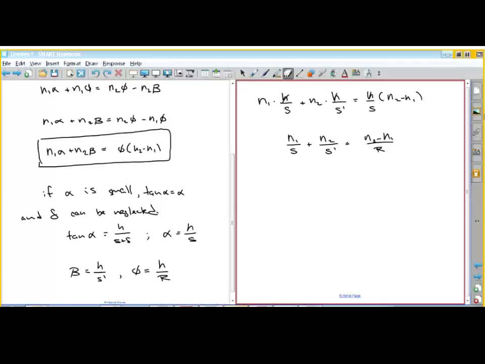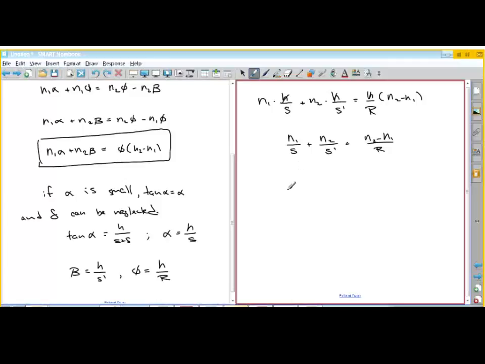How did I get r? Because I didn't write this down right, so I need to change this to h over r. Okay, so that's the terminology that's used in another textbook that had a nice picture in the derivation.